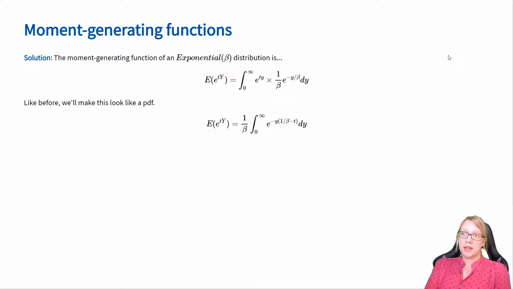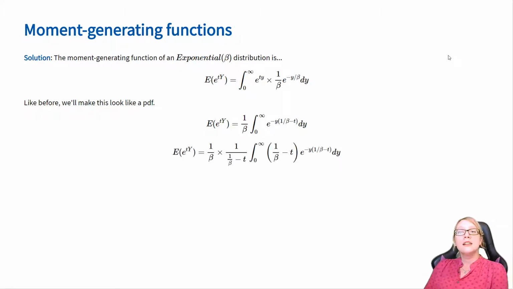Like before, we'll try to make this look like a PDF. So we will combine terms that look like the functional form of the PDF, and pull constants that we're not going to need out of the integral. So we get 1 over beta times the integral of e raised to the negative y times the quantity 1 over beta minus t. We will manipulate this just a little bit to get the constants that we are looking for.